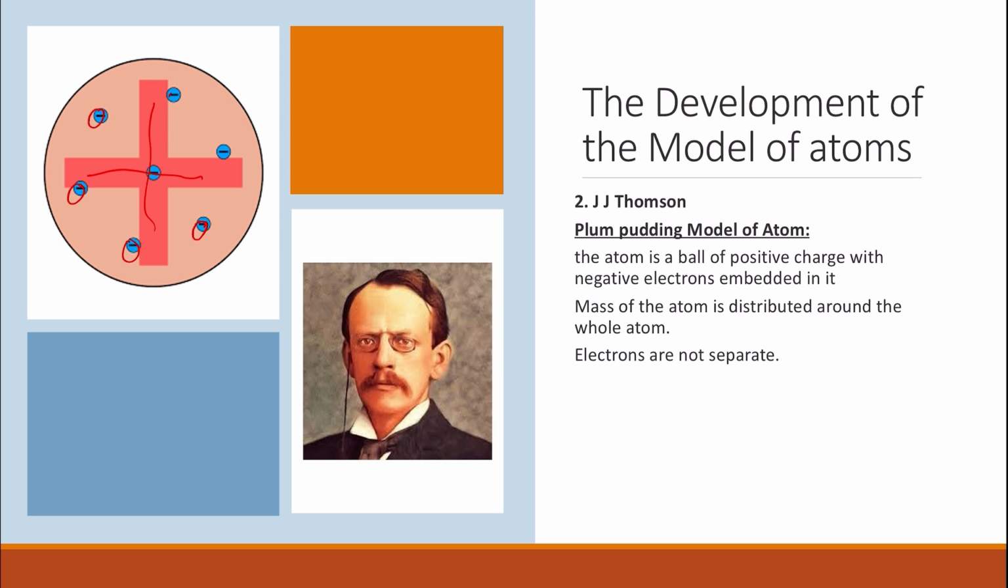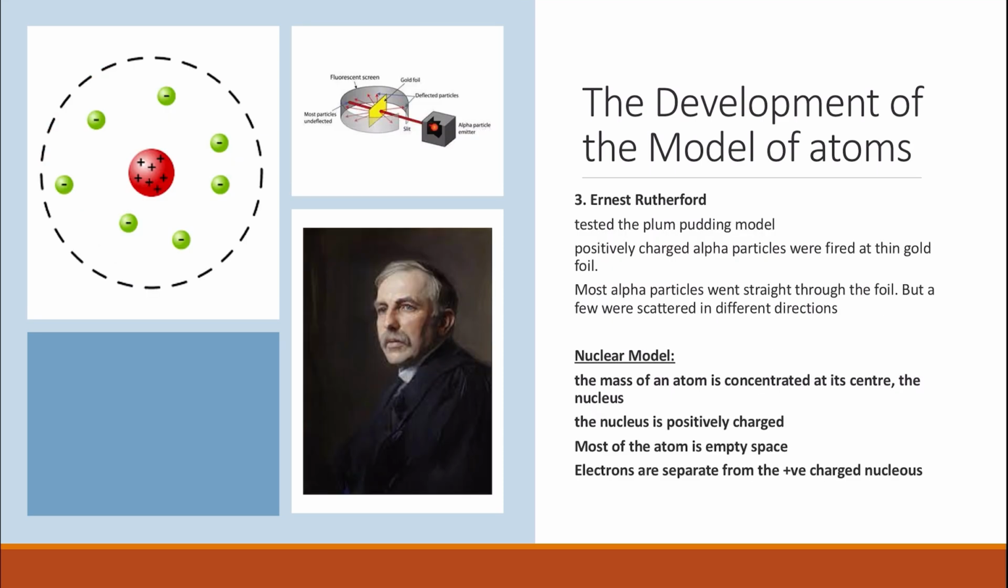So the mass of the atom is not concentrated anywhere, it's distributed all around the atoms, and the electrons are embedded within it. And this is different from the nuclear model of Ernest Rutherford, because Ernest Rutherford, when he did his experiment, he discovered that the mass of the atom is concentrated in the center of the atom, which is called the nucleus, and the nucleus is positively charged, and most of the atom is simply empty space, and the electrons are separated from the positively charged nucleus. They are not attached or embedded as the plum pudding model has described.